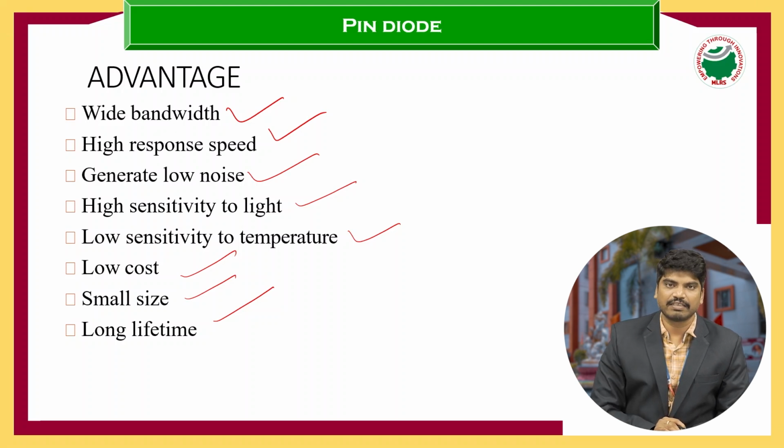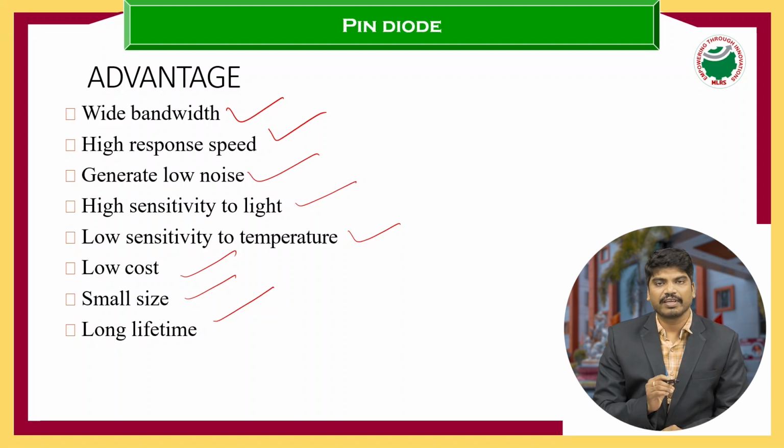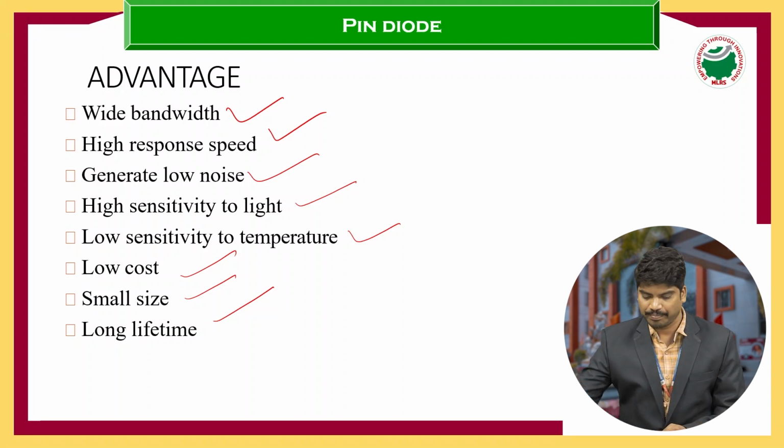That intrinsic region will act like a perfect insulator, but in reverse bias, when light strikes this intrinsic region, it can create the charge carriers. That is the only simple concept, nothing much deeper is required. Very simple. When light is incident on the intrinsic region, we can generate the electron hole pairs. That leads to the flow of current in the junction.